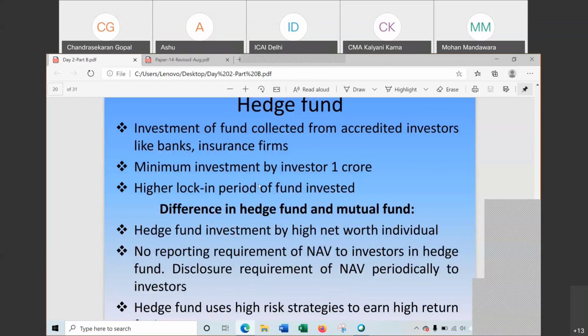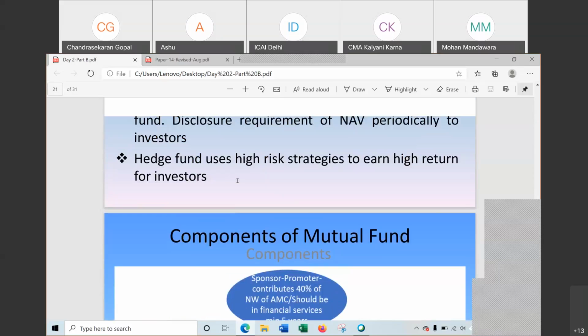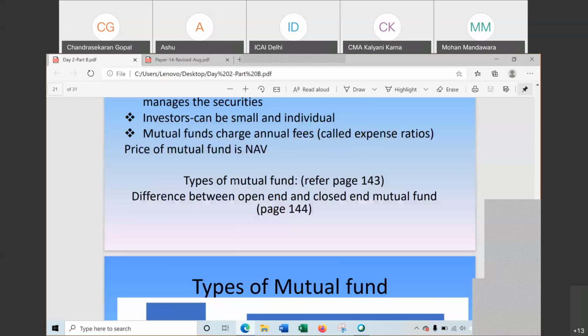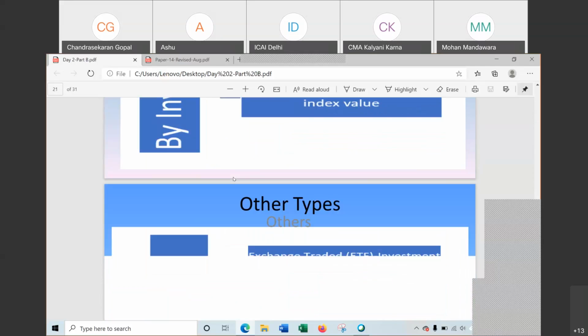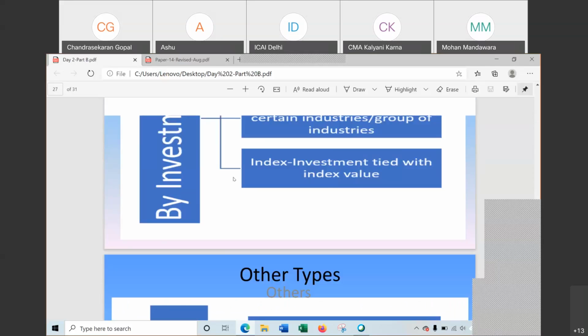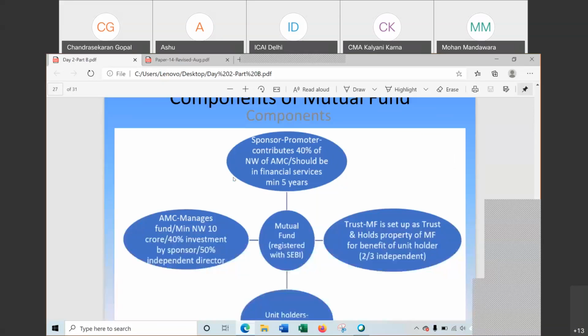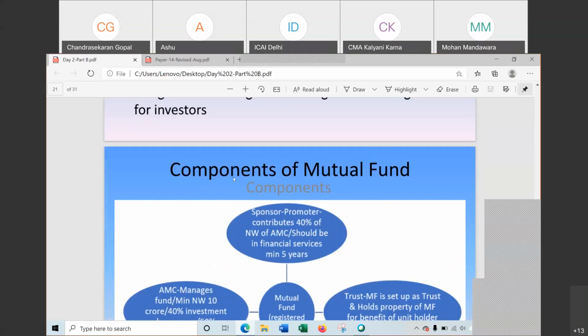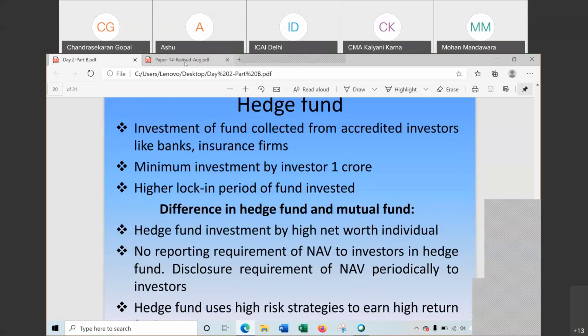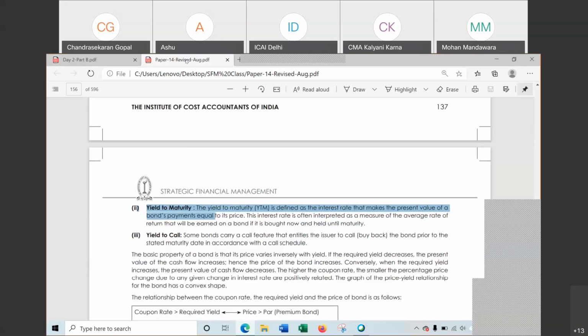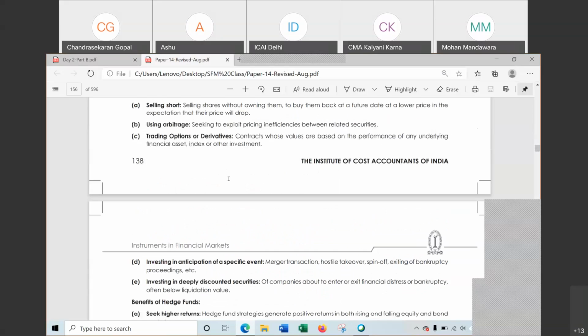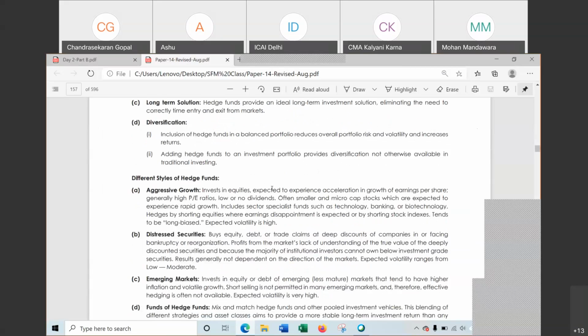Now hedge fund. There has been too much theory. But now we have hedge fund and mutual fund theory, and after this, some practical. So let's discuss hedge fund also, because a lot of theory is in this chapter. If it is summarized, then it will be easier for you to revise in the book.